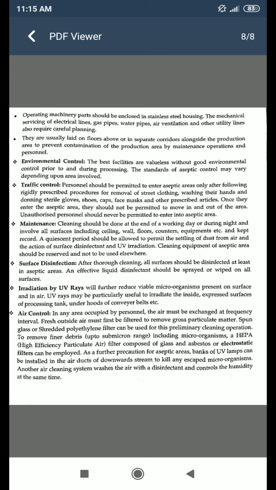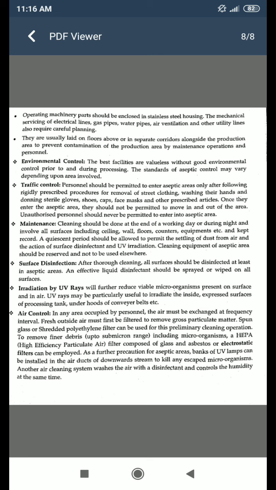Irradiation by UV rays will further reduce the viable microorganisms present on surfaces and in the air. UV rays may be particularly useful to irradiate the inside and exposed surfaces of processing tanks, under hoods of conveyor belts, etc.